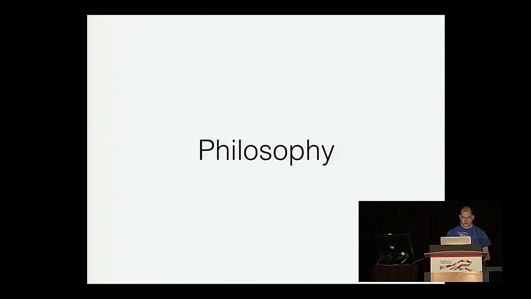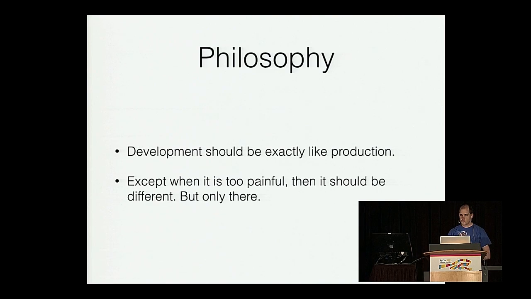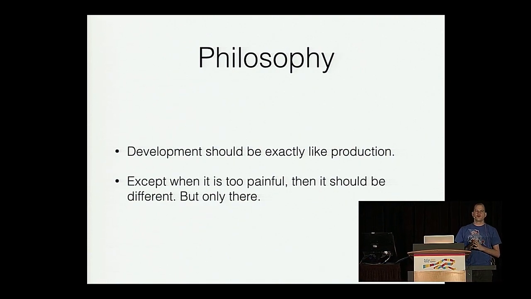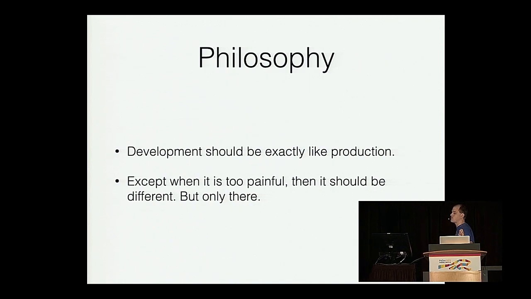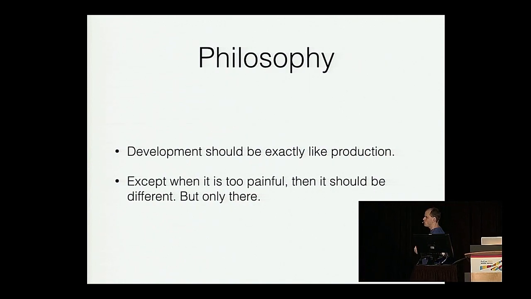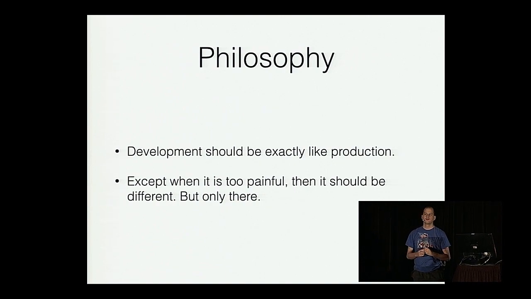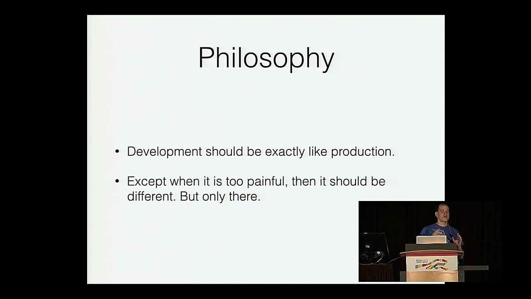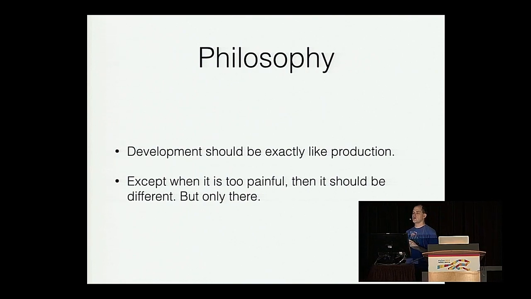So I'm going to come back to a philosophical point that I've been driving repeatedly, which is development should behave exactly like production. There should be no differences between development and production when possible, except when it's too painful, at which point it should be different, but only there. And the reason why you only want it to be different there is because any difference is a possibility for an inconsistency in your work. However, sometimes it really is too painful and it should be different.